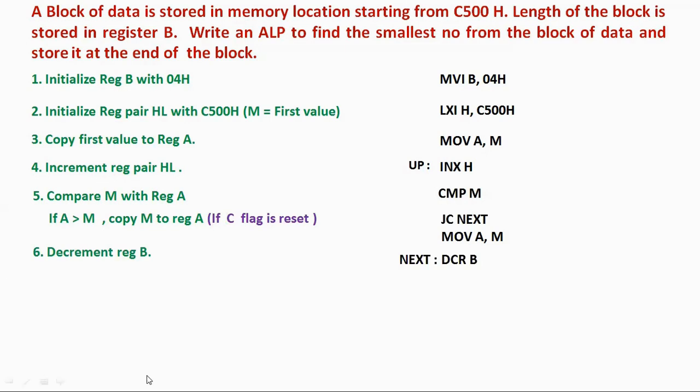So here I have written the instruction. See, JNC next is there. JNC next means, if the carry flag is 0, then we are going to jump to the next label. And if the carry is not there, then we are going to move this M value into A.